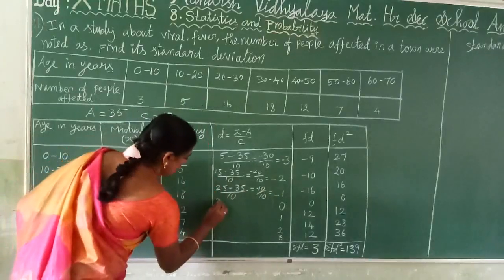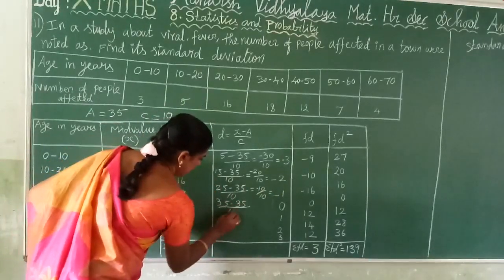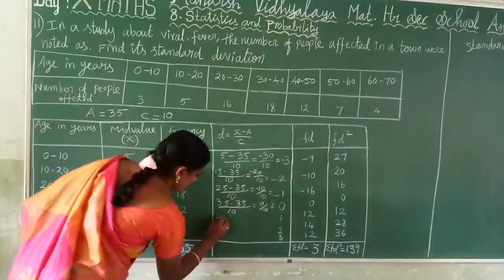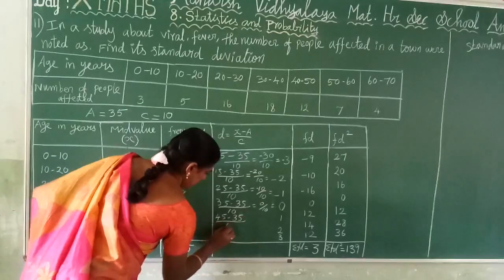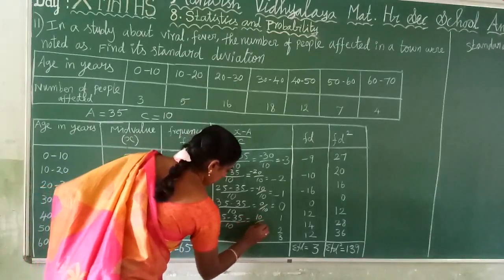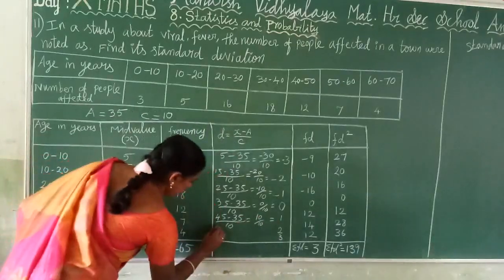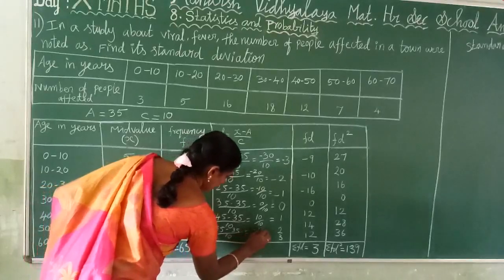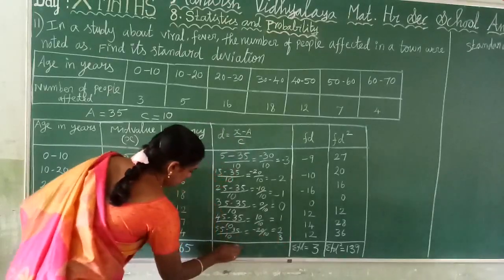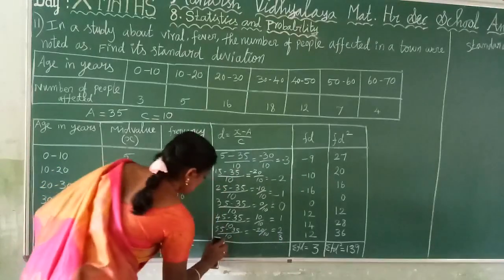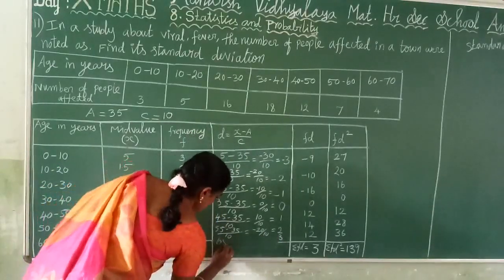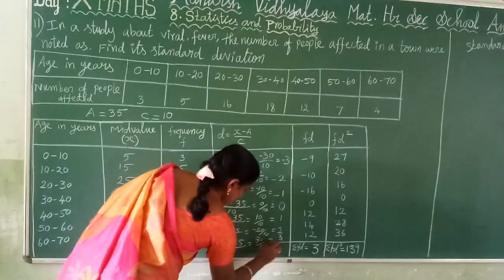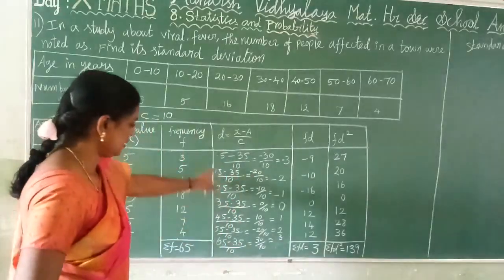Next 35. 35 minus 35 by 10 is equal to 0 by 10. 0 by anything? 0. Next 45. 45 minus 35 by 10 is equal to 10 by 10, which is 1. Next 55. 55 minus 35 by 10 is equal to 20 by 10, which is 2. Next 65. 65 minus 35 by 10 is equal to 30 by 10, which is 3. Clear? The same things you completed.